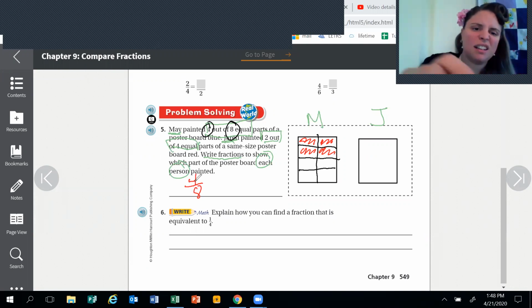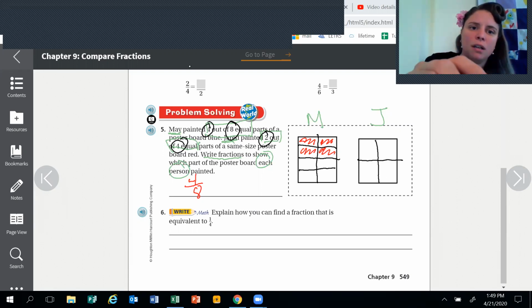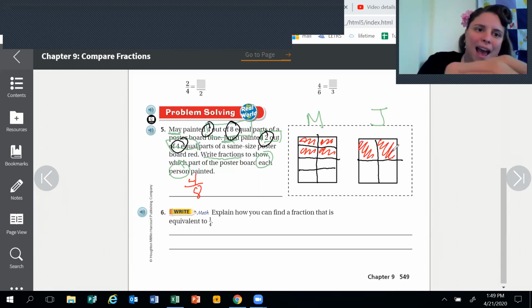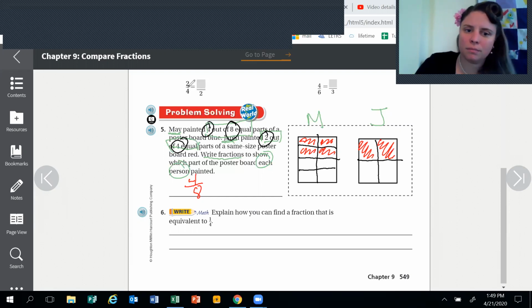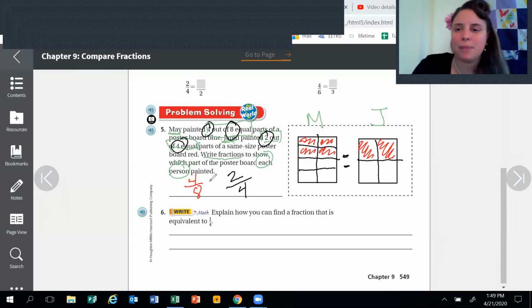Okay, and what did Jared say again? Jared said 2 out of 4. So that means our total is 4 parts, and he shaded in just 2 of them. So what is that fraction going to be? It's going to be 2/4. Now, they're equivalent, right? So we have to make this into a number sentence. That means we got to put the equal sign in between. 4/8 is equal to 2/4.